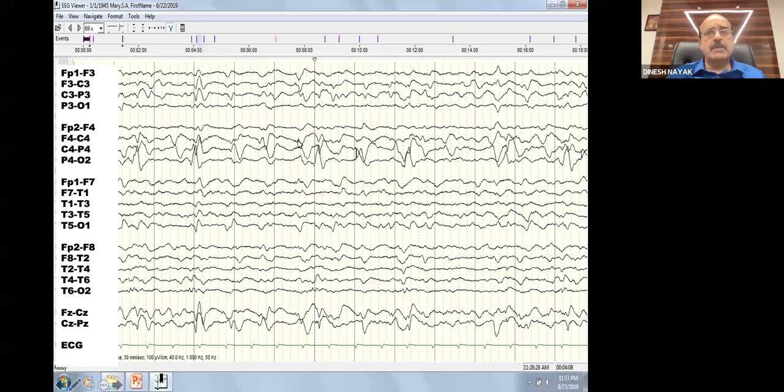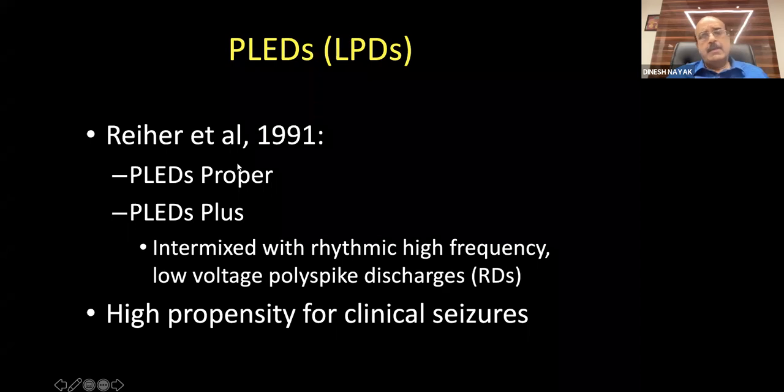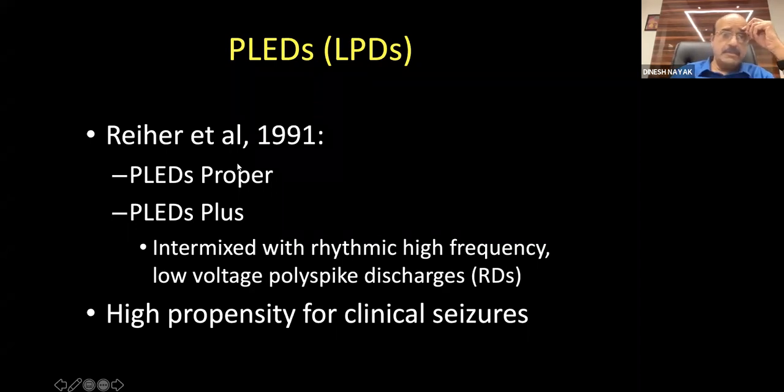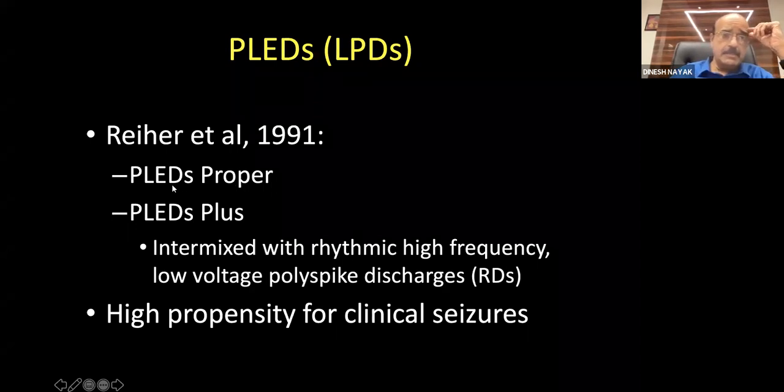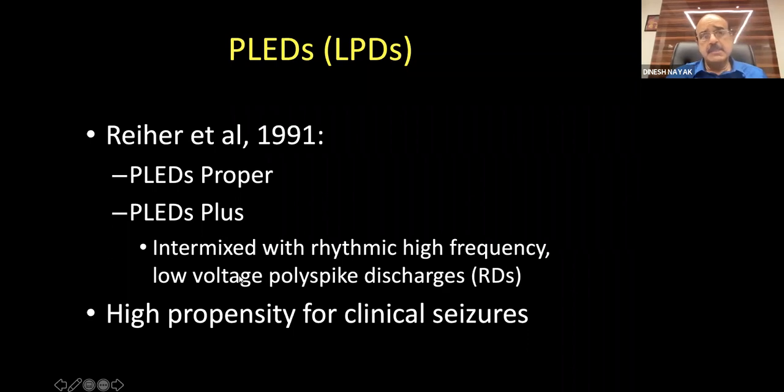Now, in 1991, this gentleman called Chatrian classified this into PLEDS proper and PLEDS plus, as I told you. What PLEDS plus means is that the discharges are intermixed with higher frequency fast activity called rhythmic discharges. And when you see this PLEDS plus, there is a high propensity for clinical seizures.